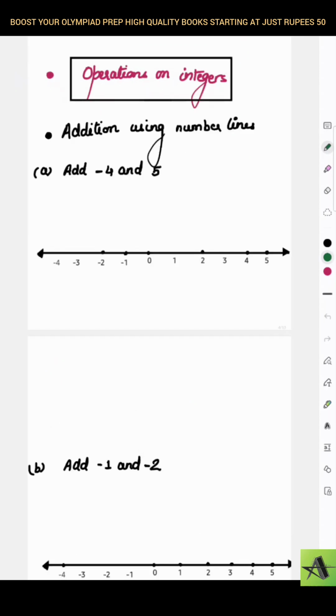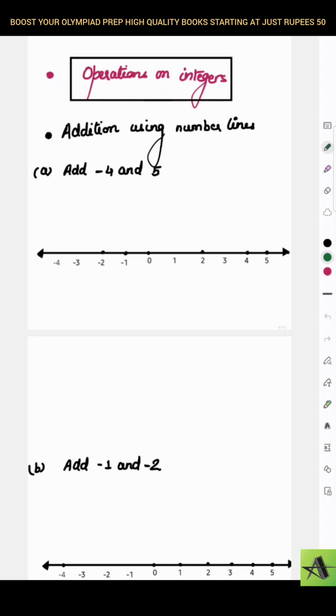Now operations on integers, that means addition, subtraction, multiplication and division. We are doing addition and subtraction here, and we will do multiplication and division in our next video. Here, if you're adding two numbers, it's given in A: add negative 4 and 5. The first one we are doing using the number line.